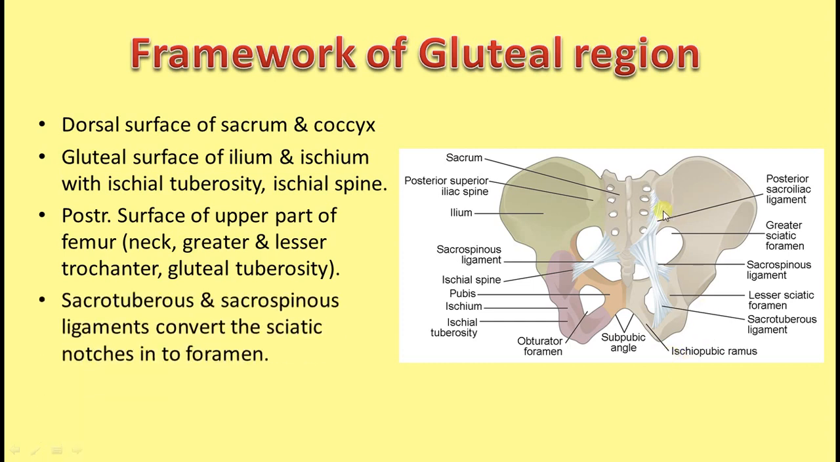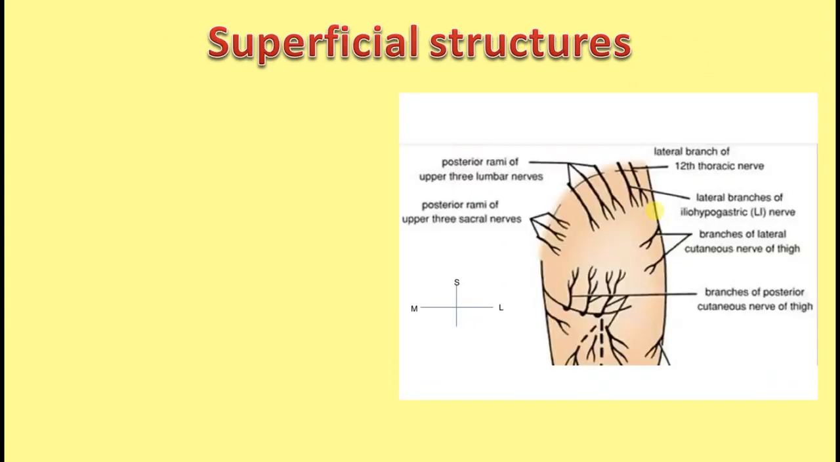Then two ligaments you are able to see, the sacrotuberous ligament from the sacrum to the ischial tuberosity. Then the other one is the sacrospinous ligament from the sacrum to the ischial spine. So these two ligaments are actually converting your greater sciatic notch and the lesser sciatic notch into a foramen, greater and lesser sciatic foramen. Then also you have the dorsal sacroiliac ligament. So these ligaments support the sacroiliac joint. So that is about the framework.